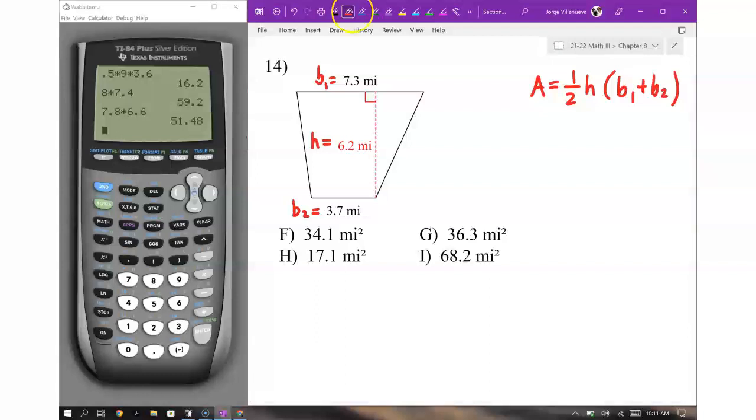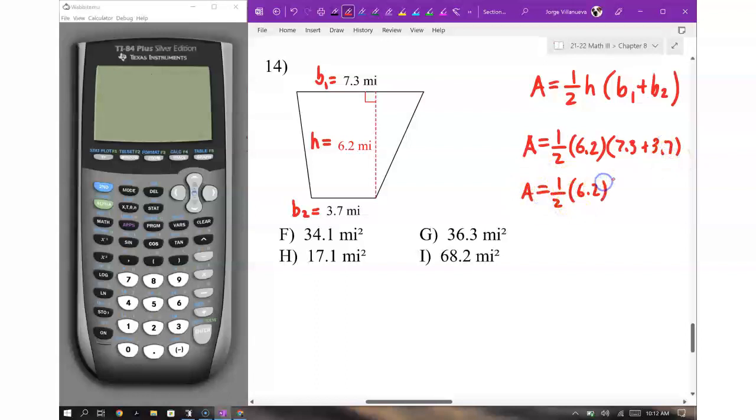Okay? So area is equal to 1/2. The height is 6.2. And the sum of the bases would be 7.3 plus 3.7. So area is equal to 1/2, 6.2, 7.3 plus 3.7 is 11.